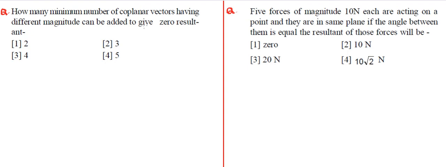So let's begin with this example or question first. This question says: how many minimum number of coplanar vectors having different magnitude can be added to give zero resultant? Now we know if we take this vector A and another vector which is equal in magnitude but opposite in direction, their resultant is going to be 0.